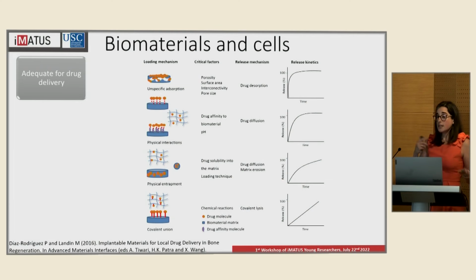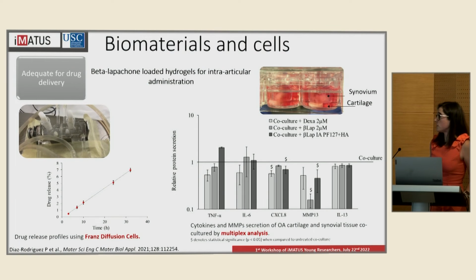Ideally, the last point that I mentioned on the initial slide is that this biomaterial should also be adequate for drug delivery. And we have worked with a lot of mechanisms for drug loading and release. Really, in a summary way, we can load biomaterials with unspecific absorption, physical interactions, physical entrapment, or covalent union. And the release profiles are going to be conditioned by the loading technique used. So this is just a fast sample.